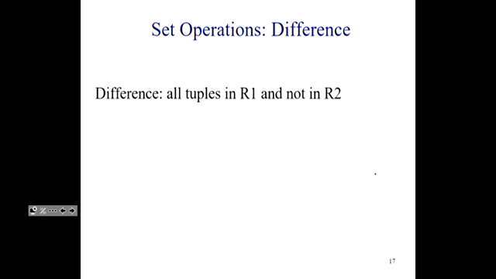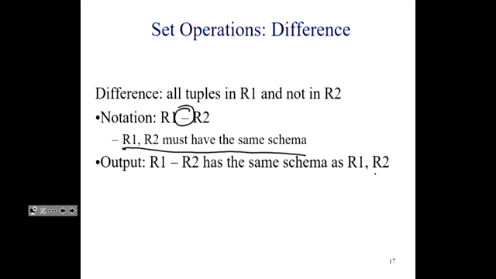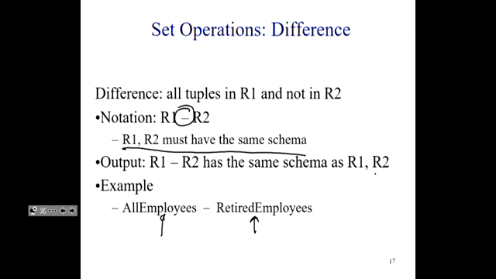Okay, so then you have difference. These are all tuples in R1 but not in R2. Once again, R1 and R2 need to have the same schema like in union, and the difference has the minus sign just like in set difference, and the output R1 minus R2 has the same schema as R1 or R2. An example here is AllEmployees minus RetiredEmployees, which would give me the set of active employees. Again, for this to make sense, AllEmployees and RetiredEmployees need to have the same schema. Okay, so this is standard stuff.